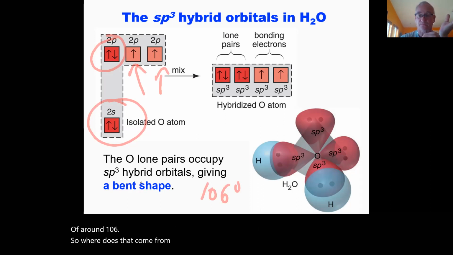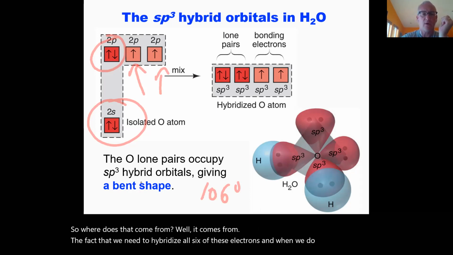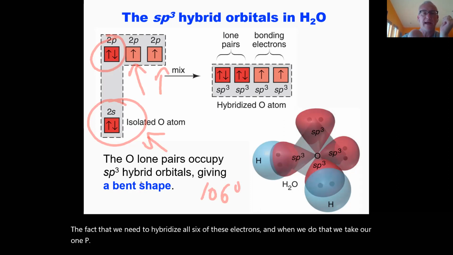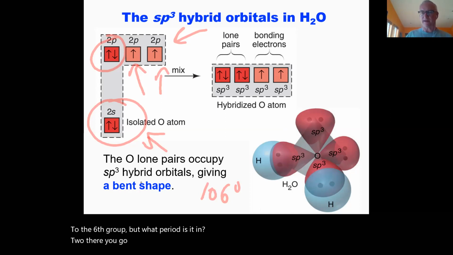Well, it comes from the fact that we need to hybridize all 6 of these electrons. And when we do that, we take our 1s and our 3p, because remember, what period is oxygen in? Do you remember? It's in the 6th group, but what period is it in? 2. There you go. Someone had their notebook open to their periodic table. Great work. Yes, it's in period 2.